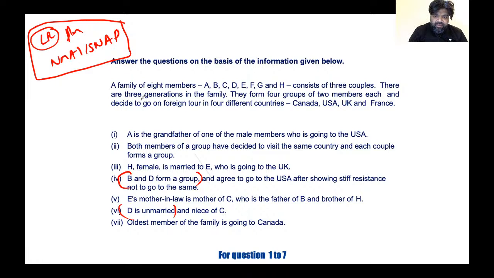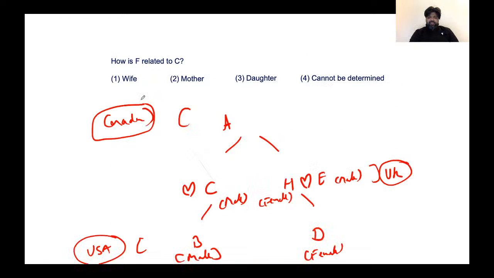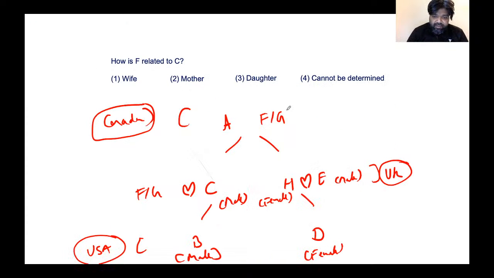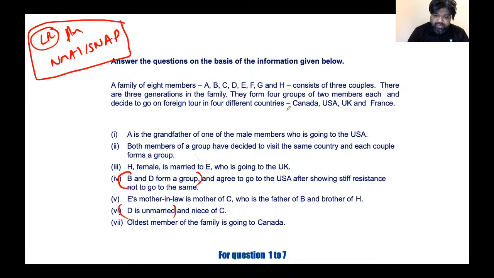Almost sorted. The only thing remaining is G, A, B, C, D sorted. E, F and G are left. Who is F, who is G, we don't know. F and G here is left. Wife of C or mother of C. Something like this. E's mother-in-law is the mother of C.